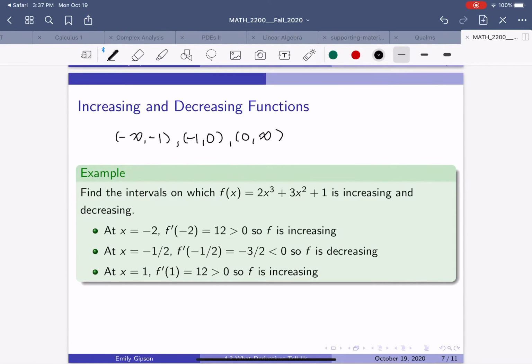So for my first interval, negative infinity to -1, I pick x equal to -2. I plug -2 into f prime of x, and I get 12. 12 is greater than 0, so f must be increasing from negative infinity to -1. Now I test my middle interval at x equals -1/2. I just picked a point, it could be anything. F prime of -1/2 is -3/2, which is less than 0, so f must be decreasing on this interval. At x equals 1, which is within the interval 0 to infinity, f prime of 1 is equal to 12, which is greater than 0, so f is increasing.